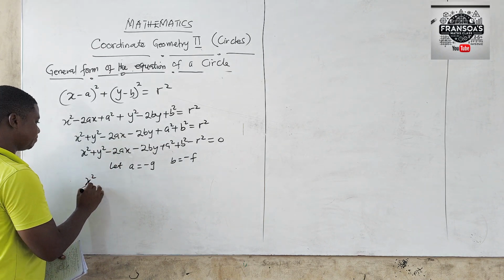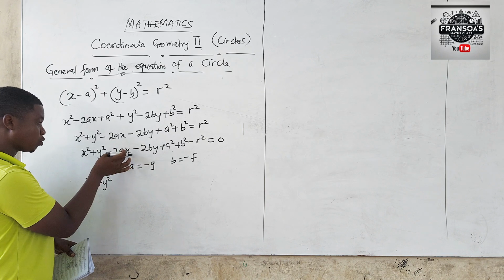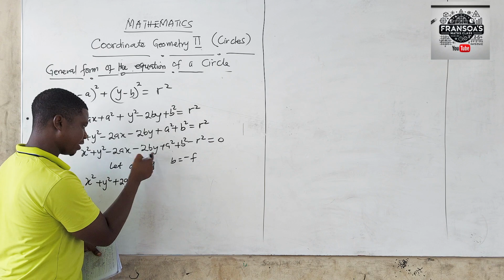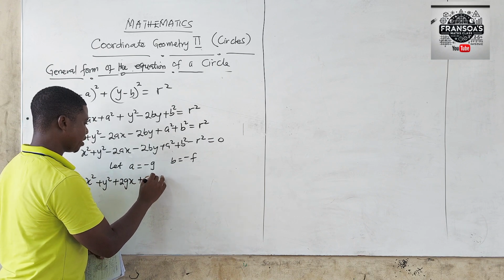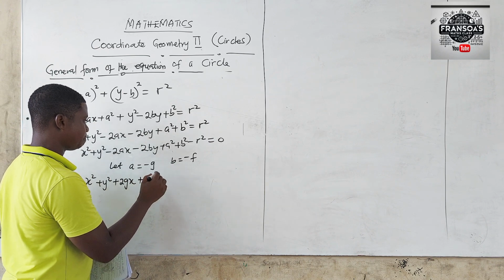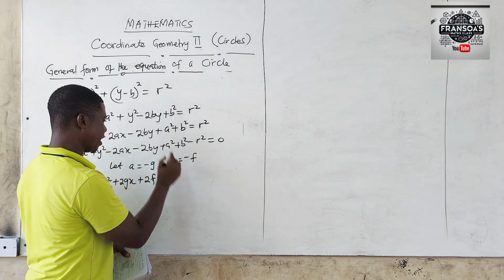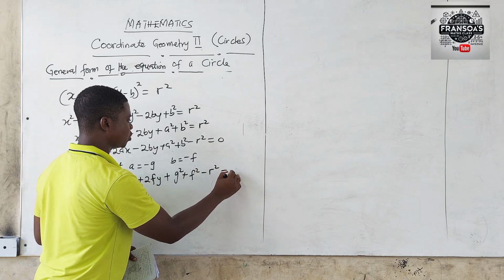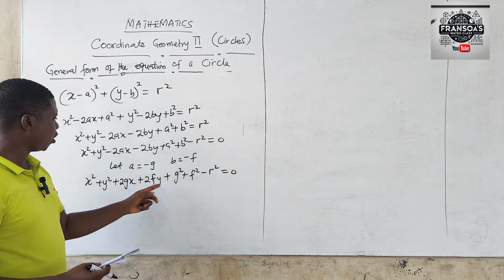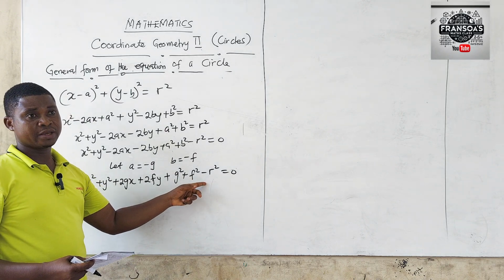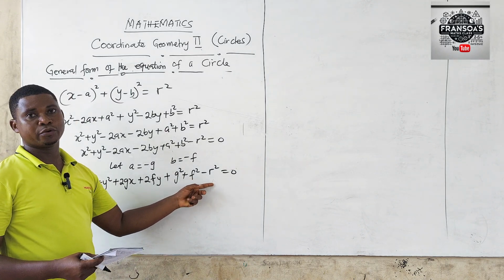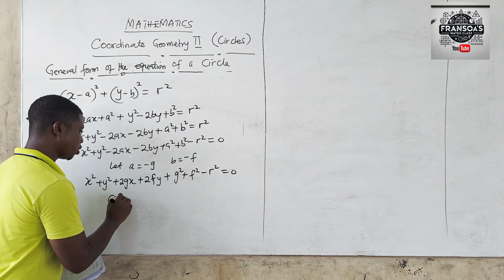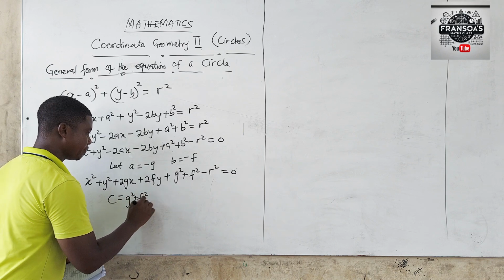So we have x squared plus y squared. Negative negative will make this one positive, so we have plus 2gx. This one also will make it positive, plus 2fy, plus, because of the square, g squared plus f squared minus r squared is equal to 0. But I realize that the whole of these values are constants. So we can use just one variable to represent the whole constant, and we can use the variable c. So our c, which is constant, is equal to g squared plus f squared minus r squared.